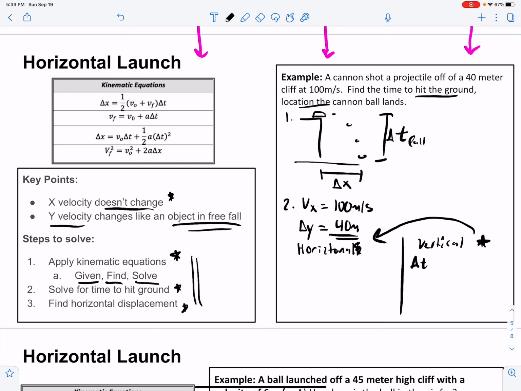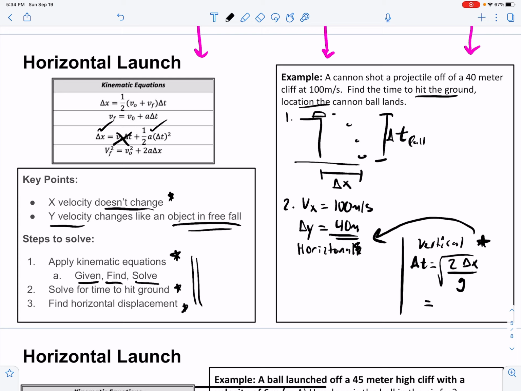We don't have an initial vertical velocity. We have an acceleration. We have time. So we're finding time, and we have a delta y, a change in position. All right, so we say delta t is equal to the square root of 2 delta y divided by g.